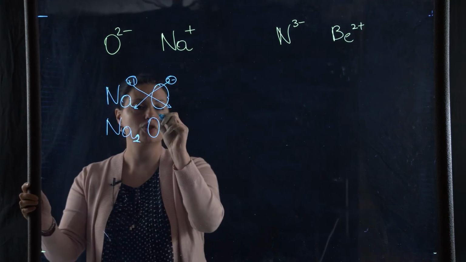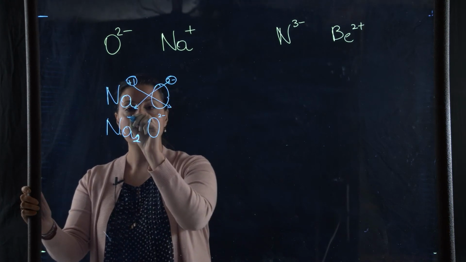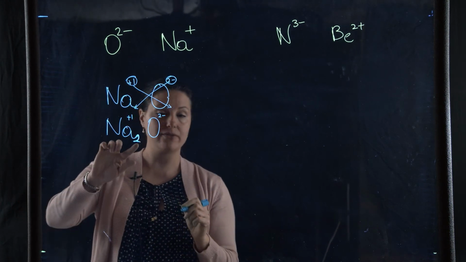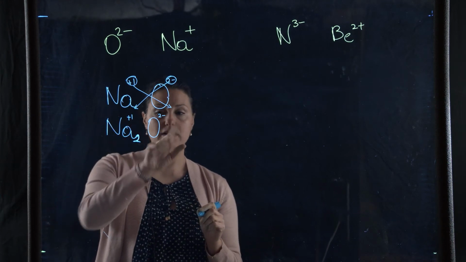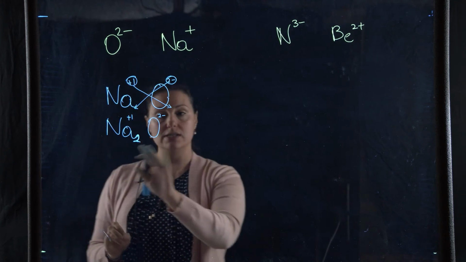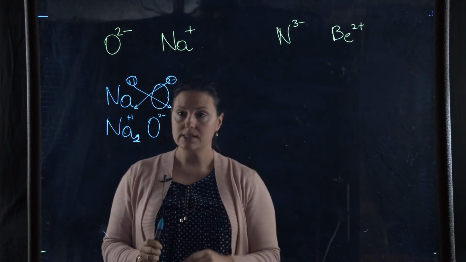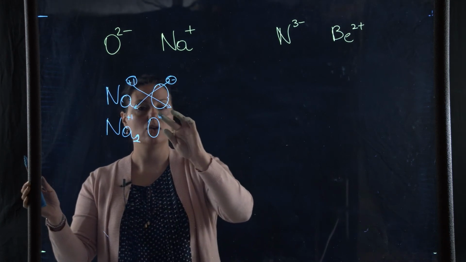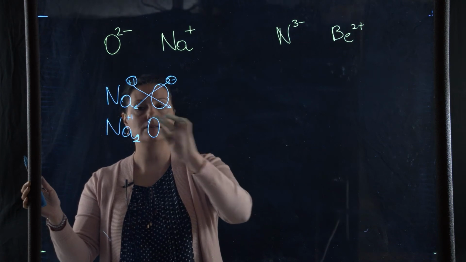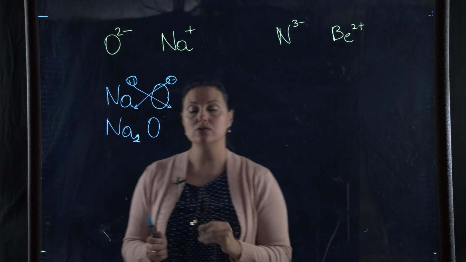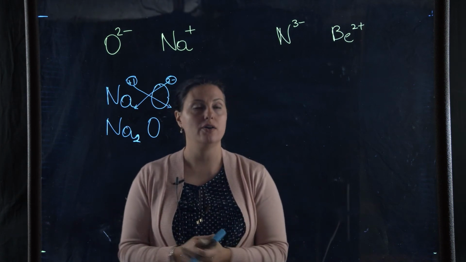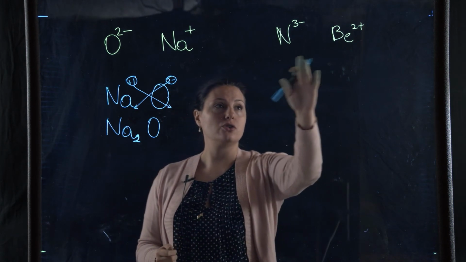Once again, let's double check. This has a 2- charge. Each sodium has a +1, but I have 2 of them. So 2 times +1 gives me a total of +2. +2 and -2 gives me 0. So this is a neutral compound. This is how we can write the correct formulas for ionic compounds when we know the charges of the ions. Let's look over here.